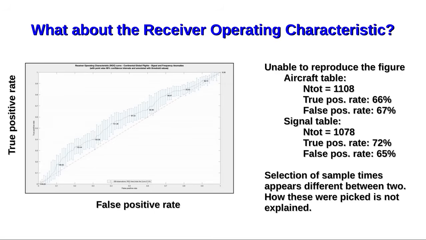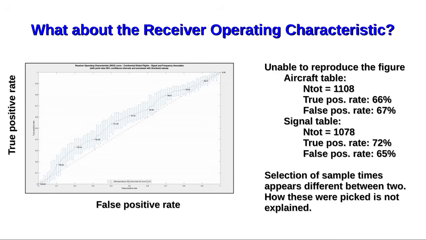Godfrey supplies 2 tables with the paper, one giving information for each aircraft along with the number of true and false positives for each, and a second table with the actual link and spot information. The 2 tables do not agree. From the aircraft table, I find that the true and false positive rates are essentially equal, with 1108 links total. The signal table gives different numbers, with the true positive rate increasing to 72%, while the false positive rate decreases to 65%, and the total number of links decreases to 1078.